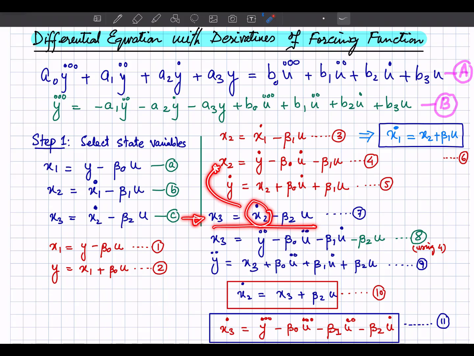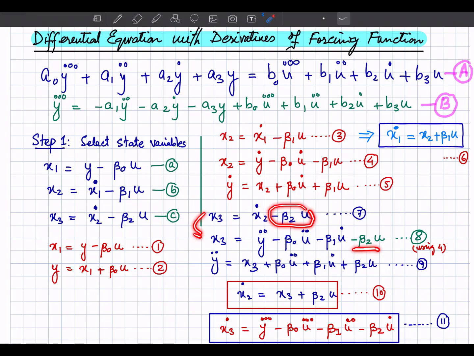If we take the derivative of x2, this will become x2 dot, this will become y double dot, this will become u double dot, and this will become u dot. Beta 0 and beta 1 are the constants. So if we take the derivative and replace it over here, this term comes from equation 4, right? And minus beta 2 into u is from this one.